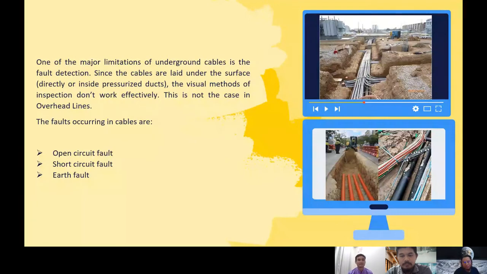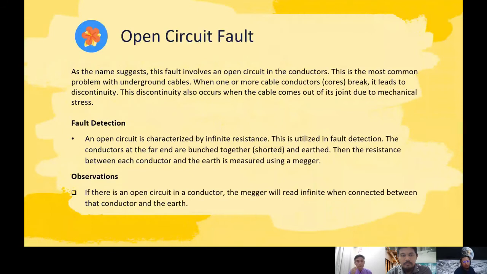Before we proceed deeper into the methods of locating the exact location of faults, let me briefly introduce the faults occurring in cables. The first one is open circuit fault. This is the most common problem with underground cables. When one or more cables break, it leads to discontinuity. This discontinuity also occurs when the cable comes out of its joint due to mechanical stress.